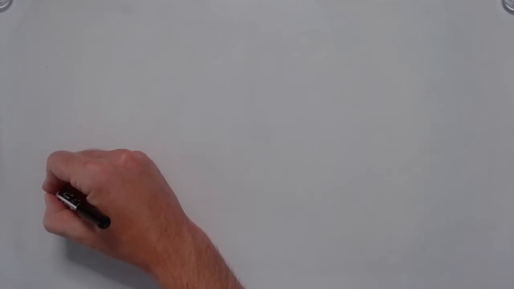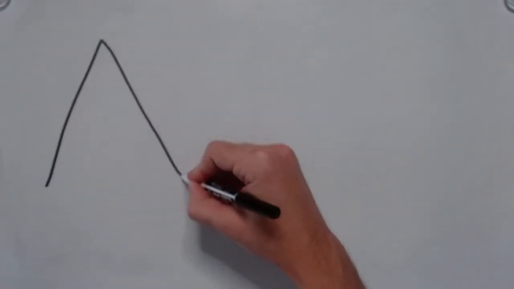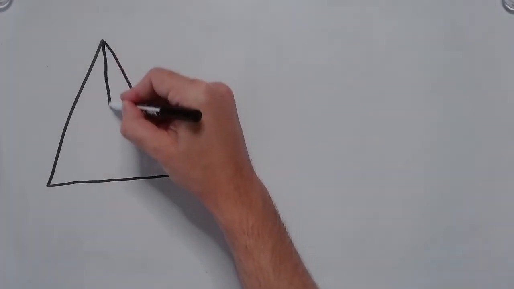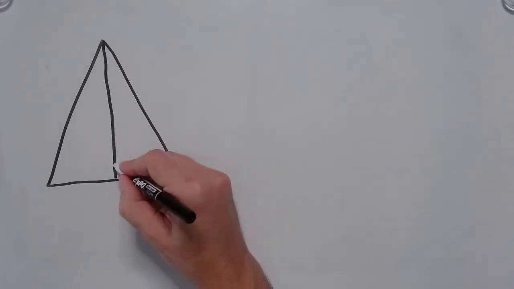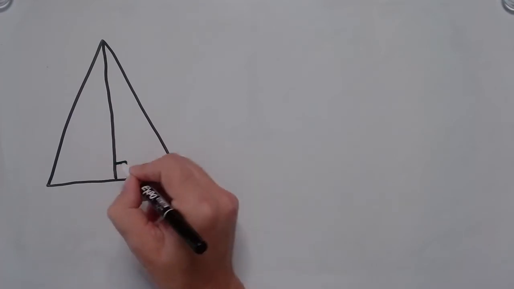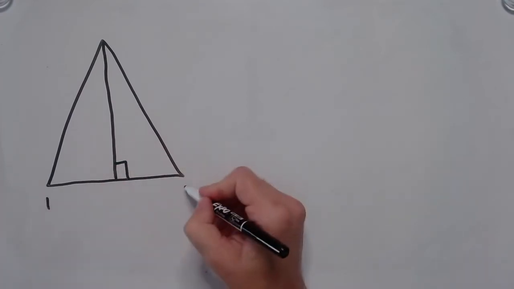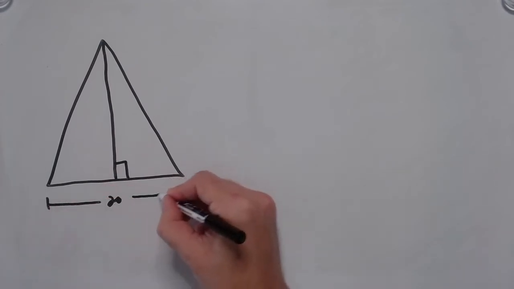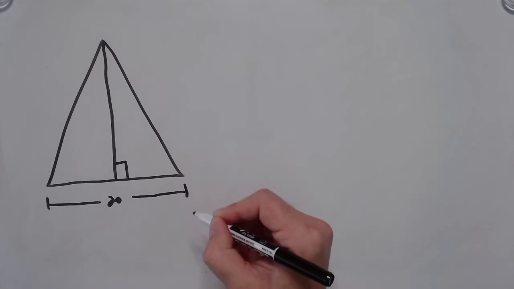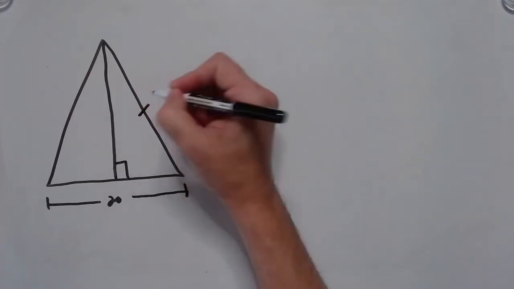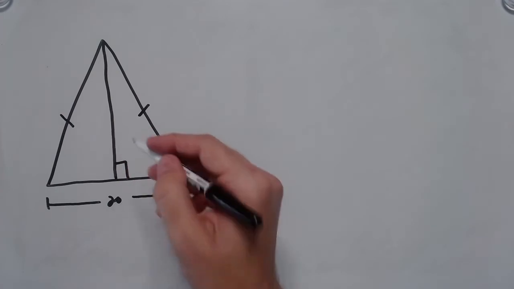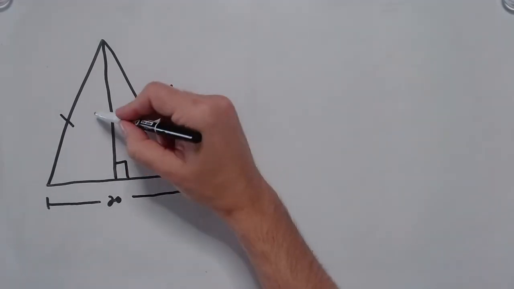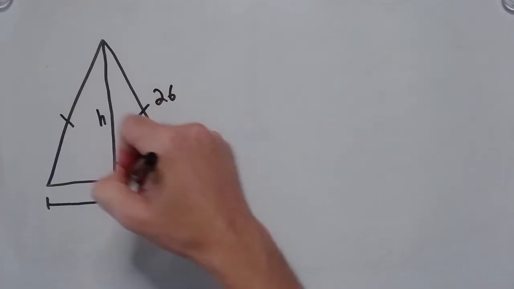We're going to draw a triangle like so. Nice tall triangle. And then we're going to draw a line straight down, make a right triangle, and of course there's another one over here. And the length from here to here is 20. So the base of this big triangle is 20. And what we're going to say is that this side and this side are the same length, and that length happens to be 26. And what we're trying to find is the height of this triangle that we have here.